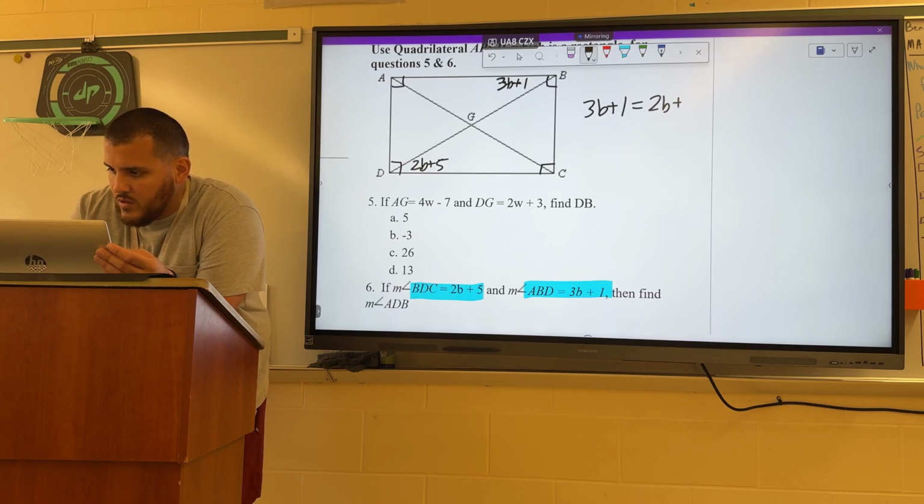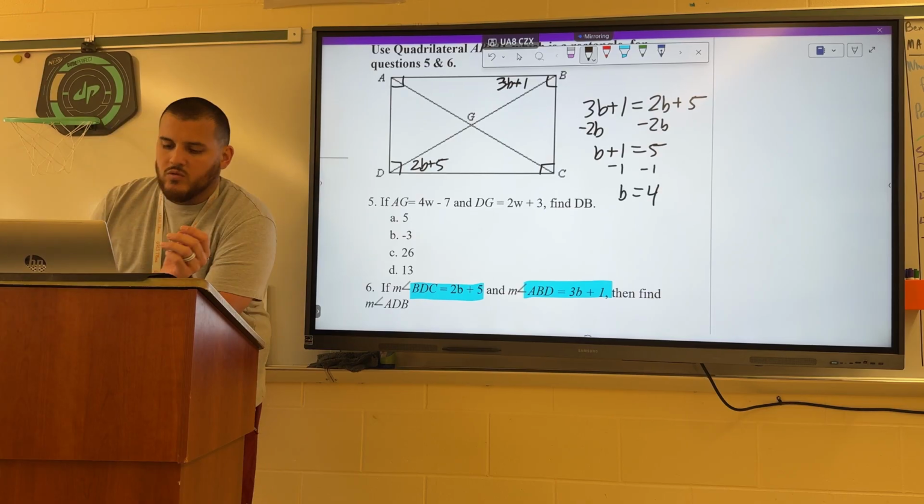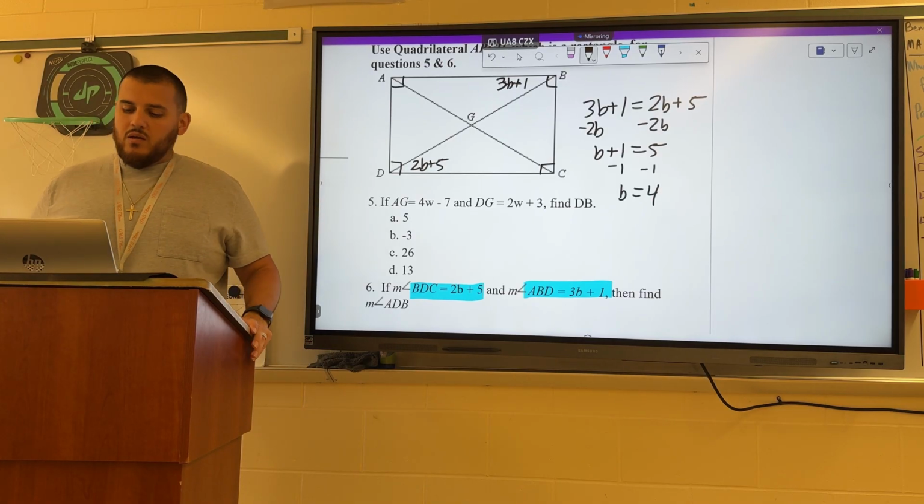So 3B plus 1 has to equal 2B plus 5. We can subtract 2B from both sides. Boom, that gives me B plus 1 equals 5. We can subtract 1 from both sides. That gives me B equals 4. If the question was find B, we'd be done, but it's not.